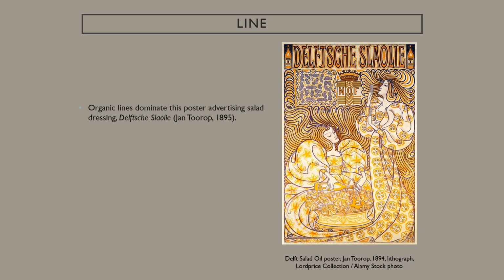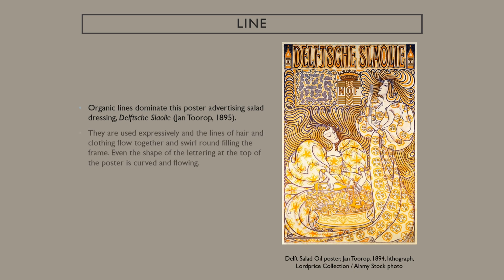So another example of Art Nouveau, and this is just all organic lines here. The font at the top, the hair kind of flowing into the background pattern, the flow of the clothing. I think really the only straight line you have is maybe on the side of this bottle. And this is an ad for salad dressing, which is just kind of awesome.